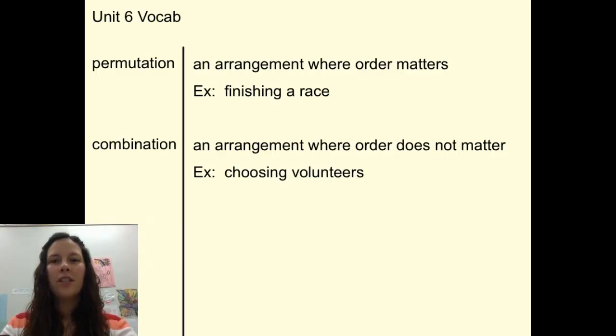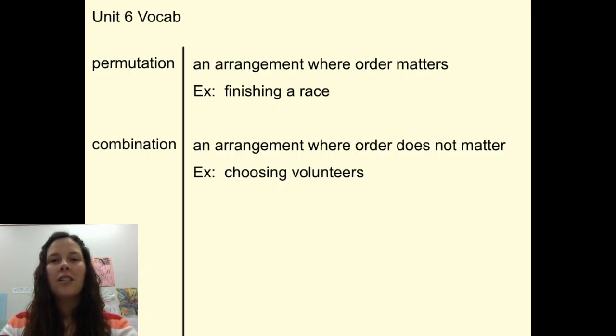So the last 2 days, we learned a little bit about what are called permutations and combinations. So now we're going to learn a little bit more about the difference between each of these, as well as the formulas and how they work. A permutation is an arrangement where order matters. A good example of that is finishing a race. Order matters because you would rather be first than fourth.